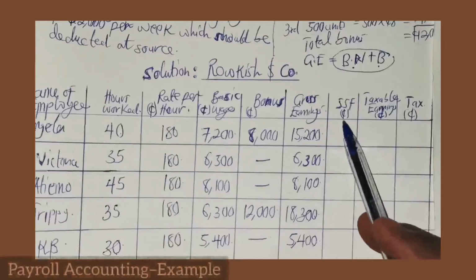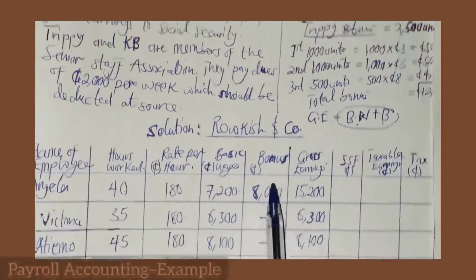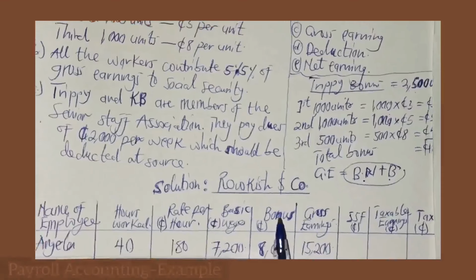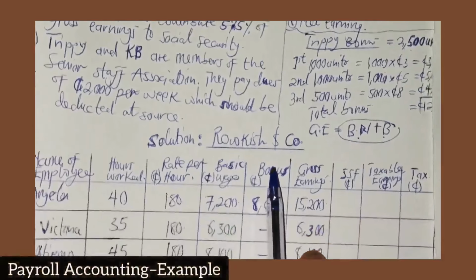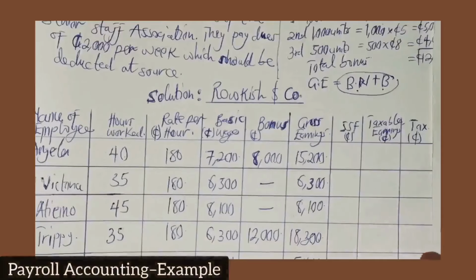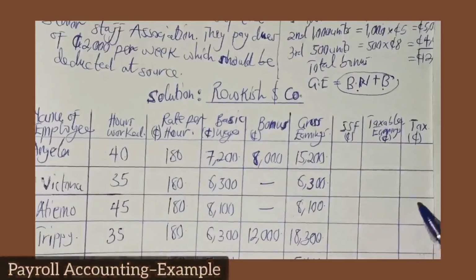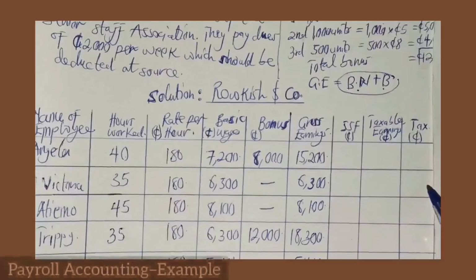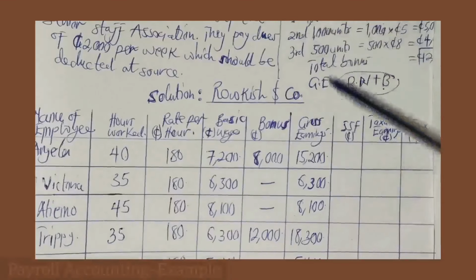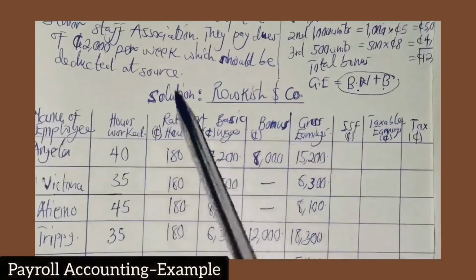Now, coming to the SSF, the question says, additional information B, all workers contribute 5.5% of their gross earnings to Social Security. Remember, I said in the theory part in the previous video that anytime there's gross earnings, we calculate it on the gross earnings, but there are exceptions. If there is any non-taxable allowance element as part of gross earnings, then you need to calculate your SSF on what? On the basic wage. But here we don't have any non-taxable, so straight away we just calculate our 5.5% on the gross earnings. That's what the question directed us to do.